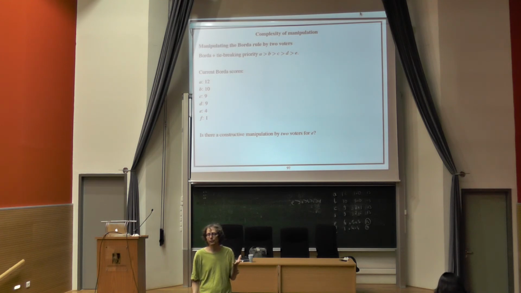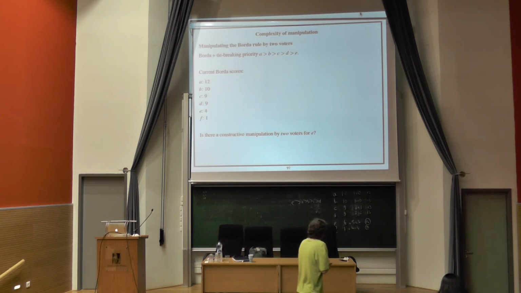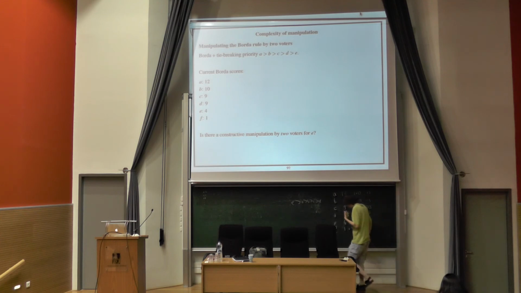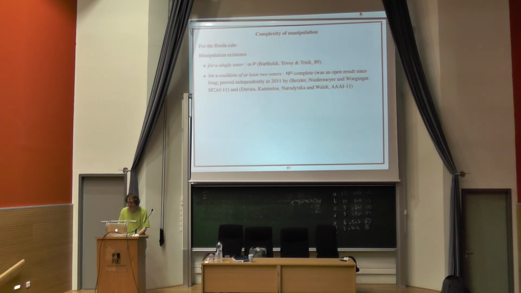So the message is that for 2 manipulators or more, it is not easy. Actually this problem was open for a long time. For a long time it was open whether the manipulation of the Borda rule by 2 voters or more was polynomial or NP-hard, and it turns out to be NP-hard.